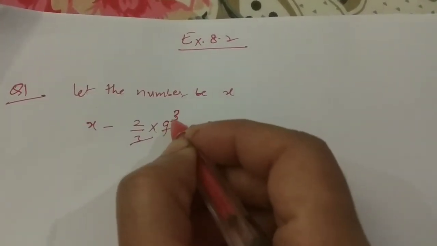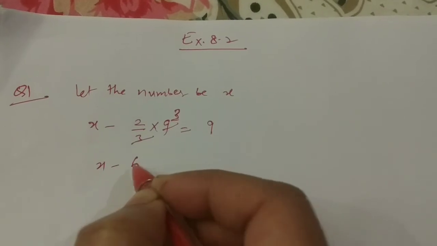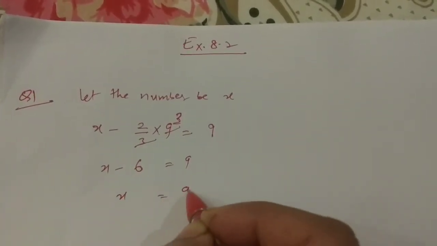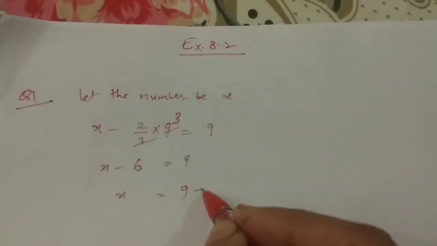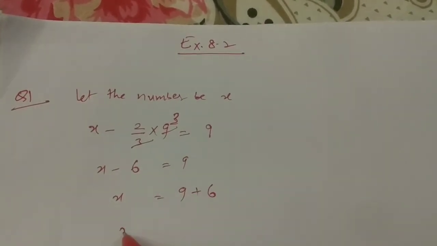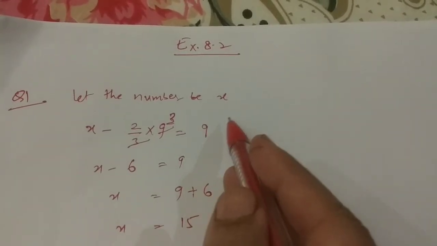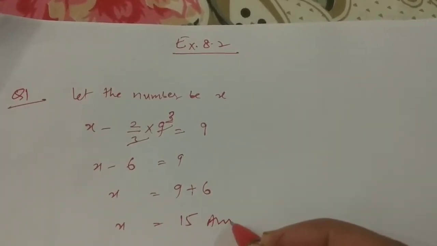So it would become x minus 6 equal to 9, and x is equal to 9. It will transpose and get added. So x is equal to 15. So that number is 15, which is our answer.